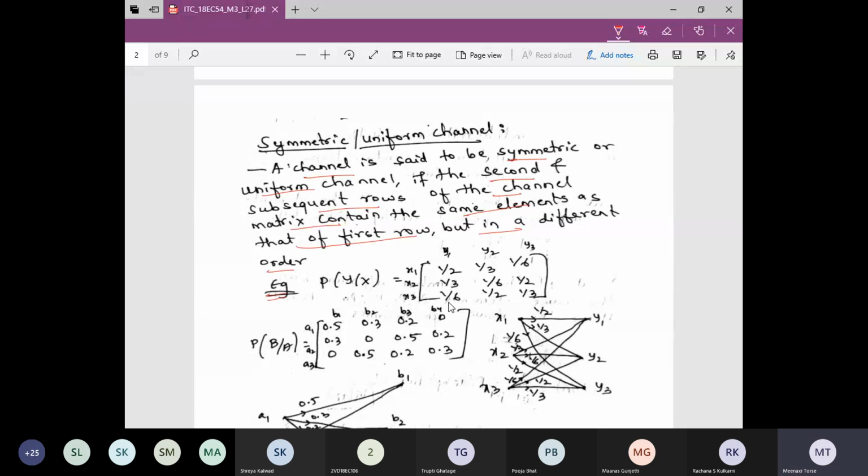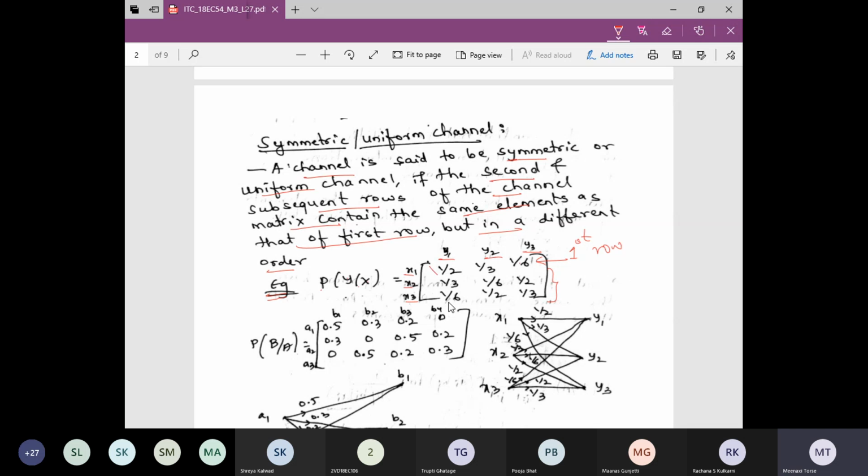For example, consider a channel matrix P(Y/X). We have three symbols transmitted, x1, x2, x3, and at the receiver, we receive three output symbols y1, y2, y3. The first row elements are 1/2, 1/3, 1/6. The subsequent rows will also have the same elements as that of the first row, but they will be rearranged in a different form.